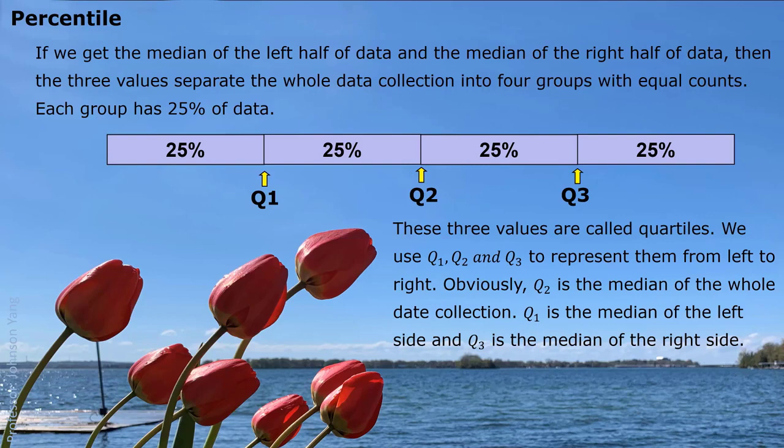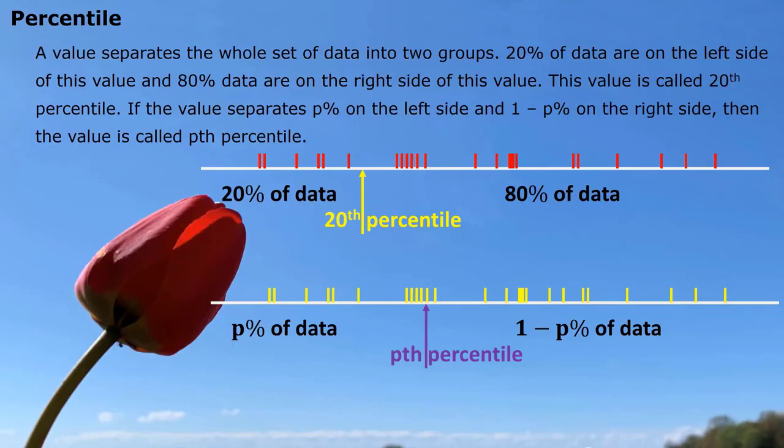Obviously, Q2 is the median of the whole data collection. Q1 is the median of the left half, and Q3 is the median of the right half of the whole data collection. A value separates the whole set of data into two groups. 20% of data are on the left side of this value, and 80% of data are on the right side of this value. Then this value is called the 20th percentile.